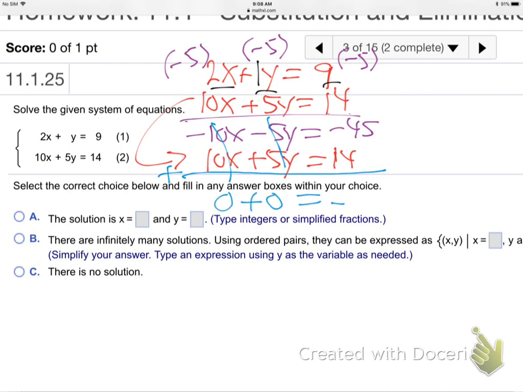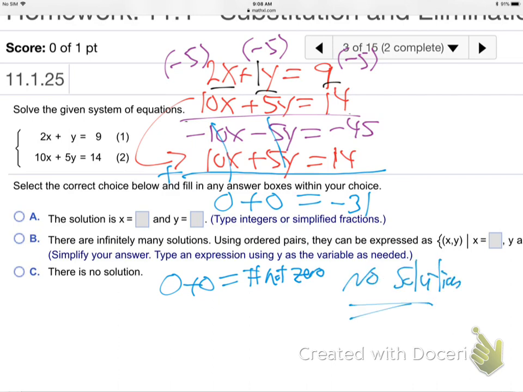And over here, what is that? Minus something, 31. So what's up with that? I tried to cancel out y, but x also canceled. What does that mean? No solution. Yeah, when you get 0 plus 0 equals a number that's not 0, that means no solution. So you check the no solution box. That means there's no answer to those two equations. There's no answer that makes both equations true at the same time.